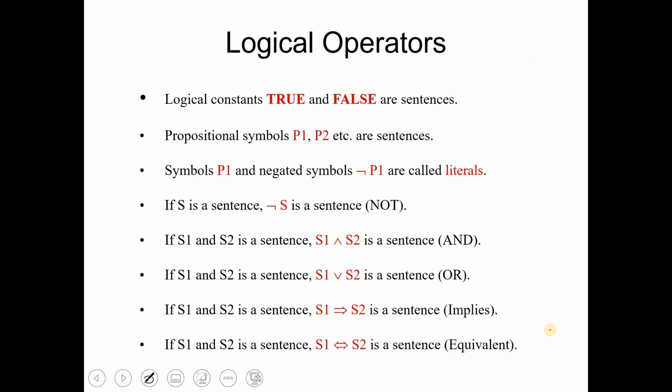So here it is, the same things are repeated over here. The logical operators, we can use them with the constants. So logical constants are these two symbols, and symbols can be negated. Symbols are also sometimes called literals, and a sentence can be a simple sentence, not S, or it can be a complex sentence over here, with and, or, implies, or equivalence. Clear?